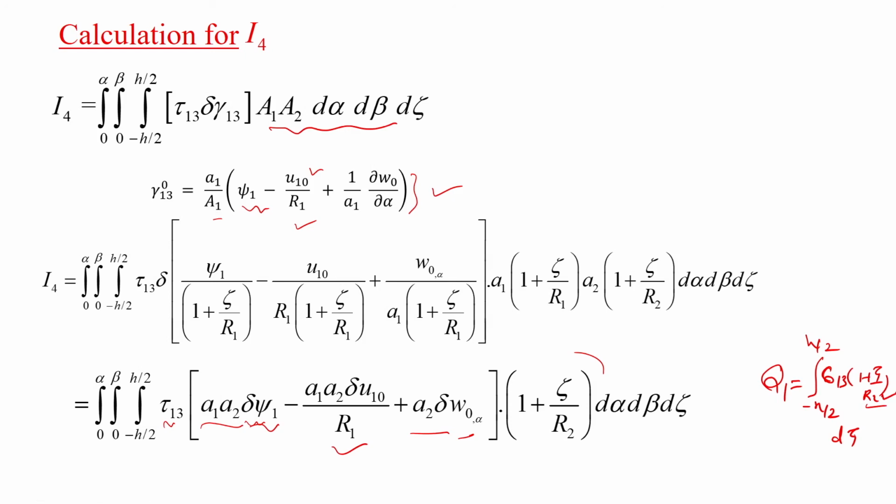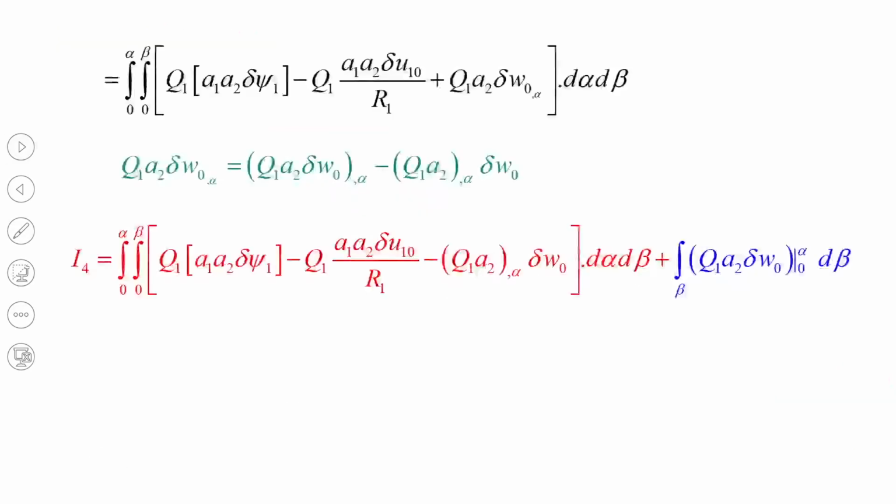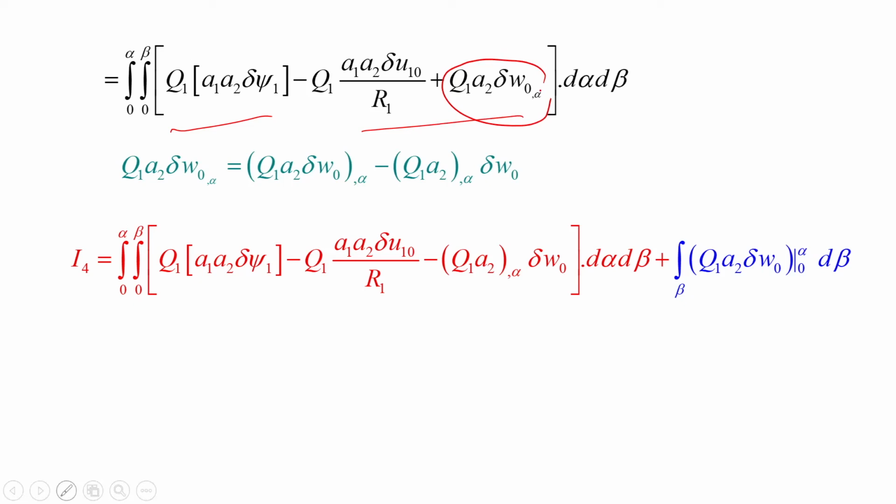So, it will be replaced by q1 and the whole integral becomes an in-plane integral over alpha and beta, and finally the terms will look like this. Here this term has a derivative with respect to alpha. So, using that concept, they become an area term and a boundary term.